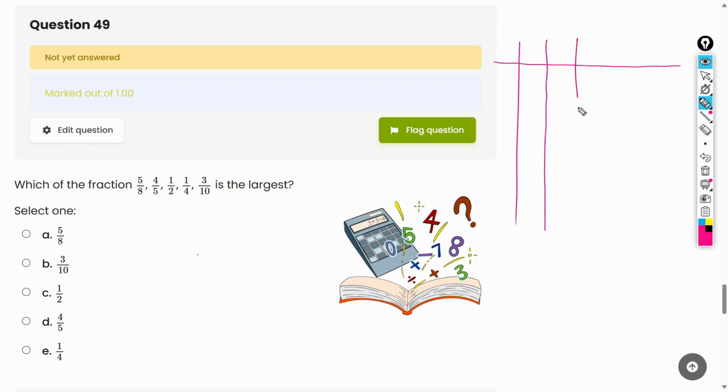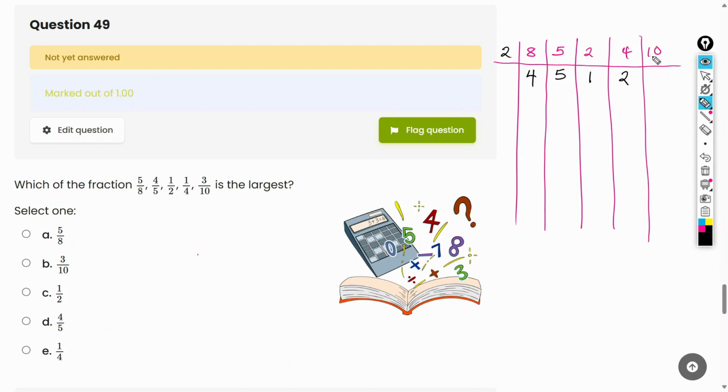8, 5, 2, 4, and 10. So we can divide by 2. 2 into 8 is 4. 2 into 5, it cannot go, so we bring down 5. 2 into 2 is 1. 2 into 4 is 2. 2 into 10 is 5.